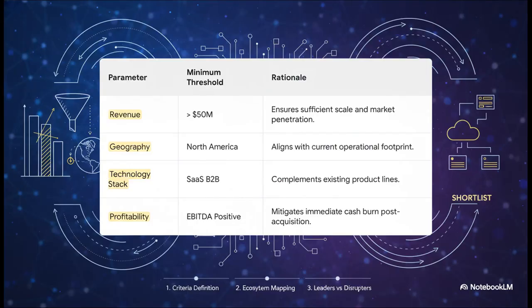And this is exactly how that thesis becomes tactical. We're talking about hard screening parameters, quantitative metrics we use to systematically filter the market. Every single one, from revenue thresholds to tech stacks, has to tie directly back to a strategic rationale. We are not just looking for good companies. We are looking for companies that fit our very specific predefined model.